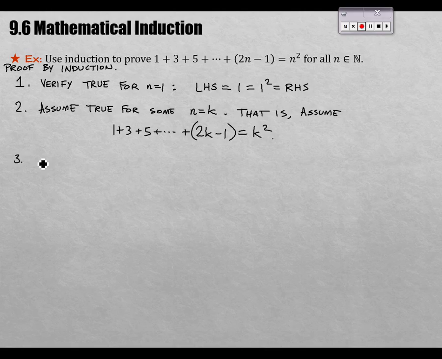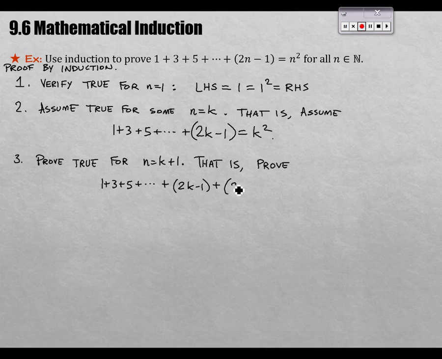And then our goal is to prove that it's true for n equals k plus 1, the next number. When we're done with this, we'll have a proof that says if this is true, then it must be true for k plus 1. That's the domino piece that we want. That is, we want to prove that 1 plus 3 plus 5 plus ... plus 2k minus 1 plus 2 times k plus 1 minus 1 equals k plus 1 squared.